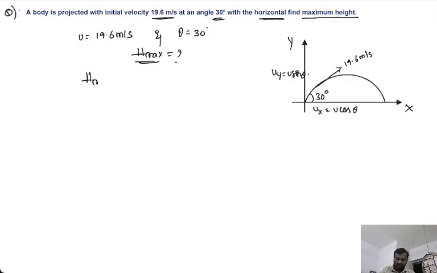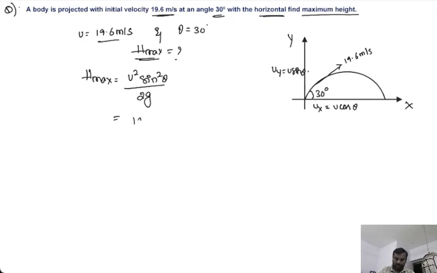The maximum height formula is h max is equal to u squared sin squared theta divided by 2g. Now substitute the u value: 19.6 into 19.6, sin squared theta. Theta is 30 degrees. So write sin squared 30 divided by 2 into g, where g is 9.8 meters per second squared. Sin 30 is equal to 1 by 2.